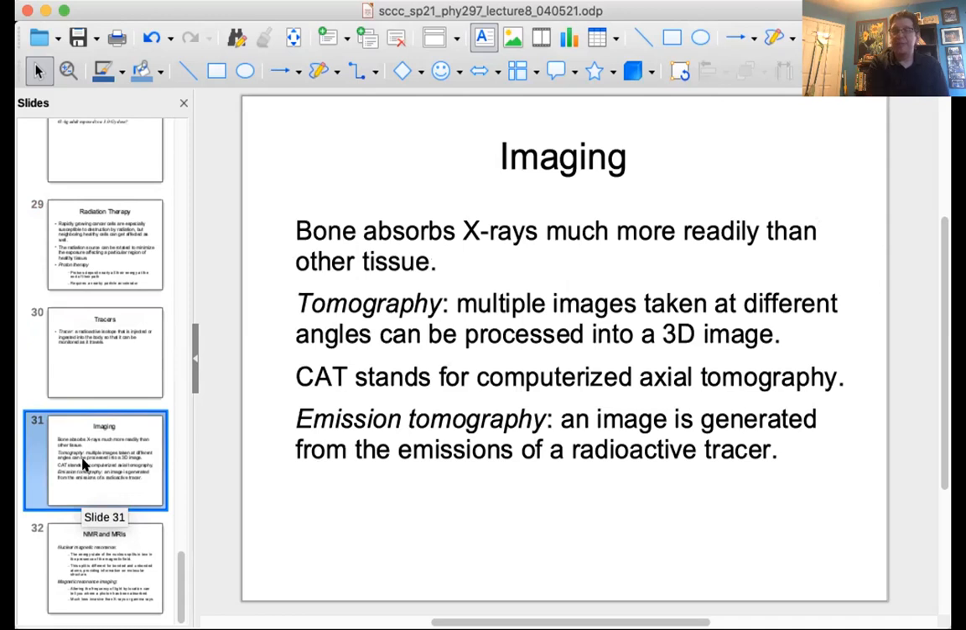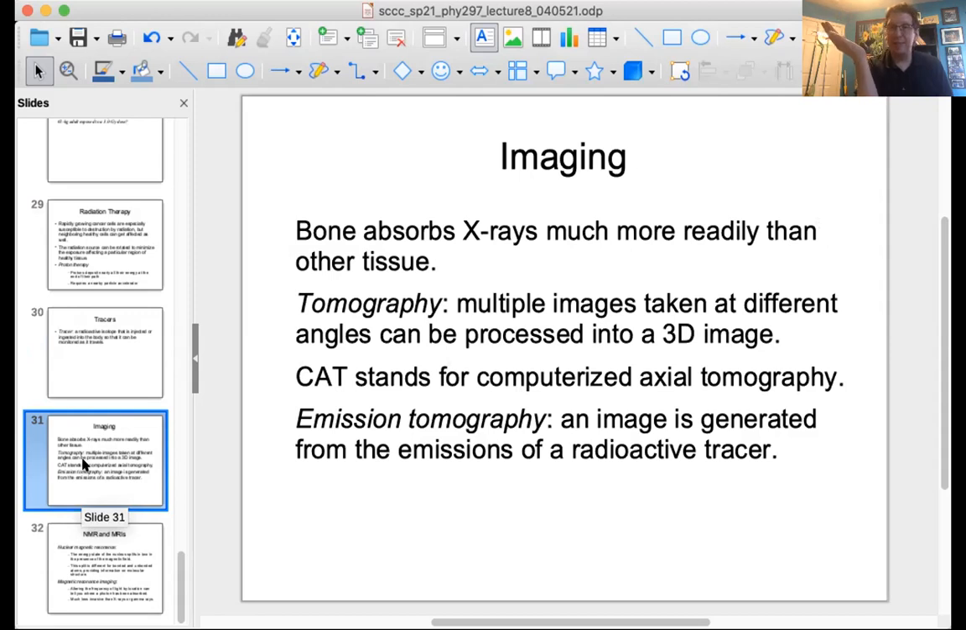Other ways radiation can be used are for imaging. X-rays are the most obvious example. Bone absorbs X-rays much more readily than other tissue does. So X-rays can pass through the skin, for example, but they get absorbed by the bone, and that enables doctors to look at the bone without having to open you up to do so.